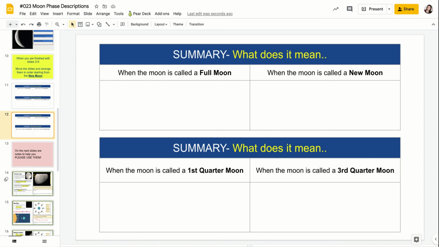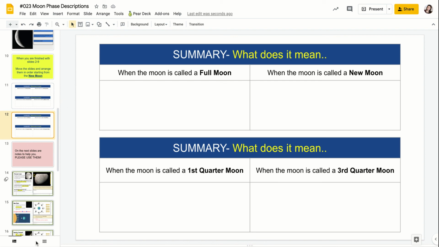Slide number 12. Again, more summary. What does it mean when the moon is called a full moon? So how does it look? What's going on? Everything you've learned. Can you tell me the position of the sun, moon, and earth? What does it mean when the moon is called a new moon? What does it mean when the moon is called a first quarter moon? What does it mean when the moon is called a third quarter moon?